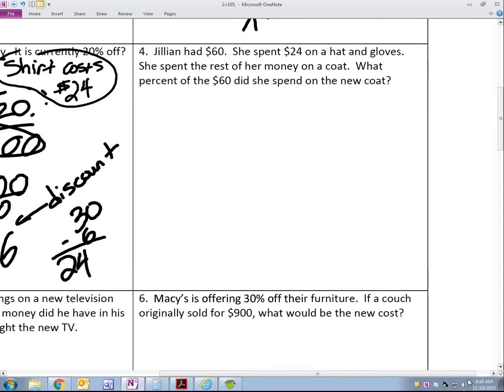Jillian had $60. She spent $24 on a hat and glove. She spent the rest of her money on a coat. What percent of $60 did she spend on her new coat? So first off, this is not the price of the coat. So what's my first step that I need to do here, Abby? There we go. 60 minus 24, because we need to find out what the price actually was.